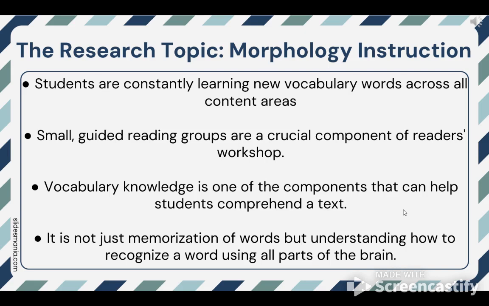And that links to vocabulary knowledge, which is an important component that can help students then comprehend a text. So once they learn the morphemes of the vocabulary words that we are talking about, that will help them with the definition of the word. And then once they can define the vocabulary words within the book, that will better suit them to comprehend the text. It's also not just the memorization of words, but when they can really break the words down into the morphemes, they are understanding how to recognize a word using all of the parts of their brain.